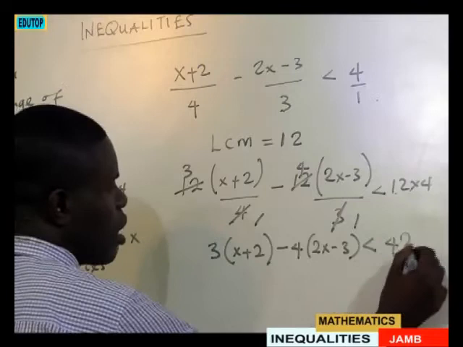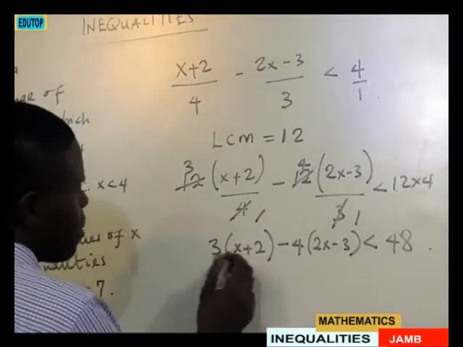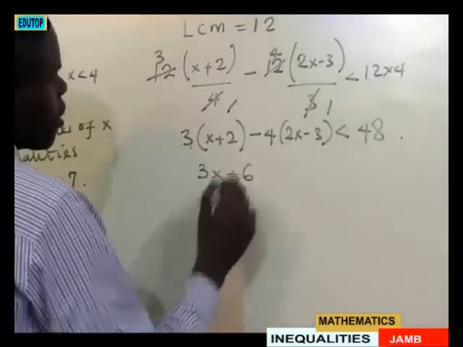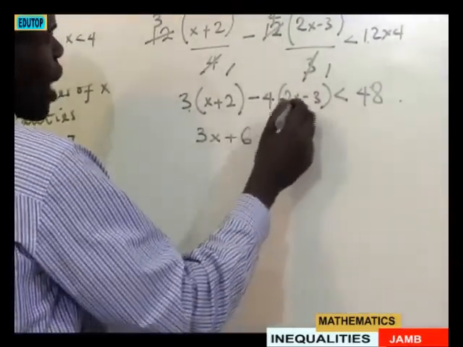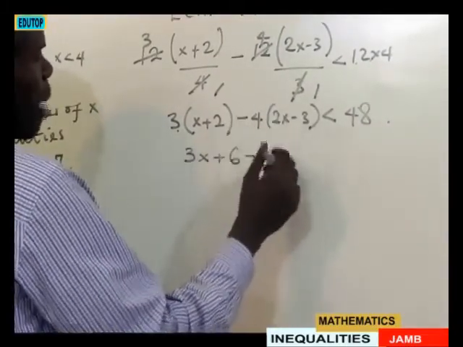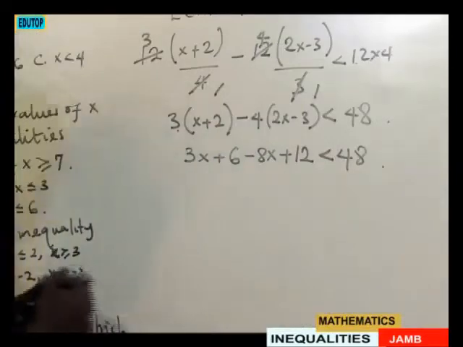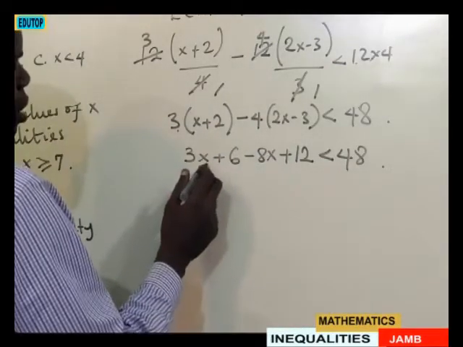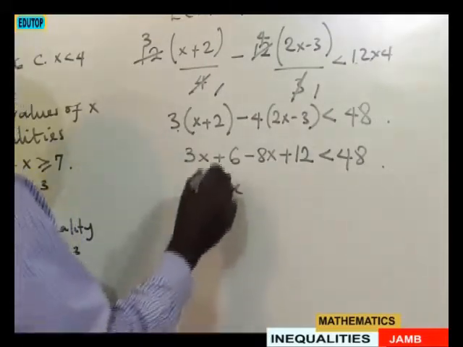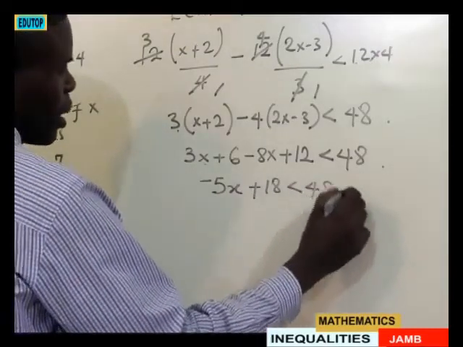That is 48. The next thing to do is to open this bracket. This times this, that is 3x plus 3 times 2, 6. Minus 4 times 2x, that's minus 8x. Minus 4 times minus 3, minus times minus is plus, 4 times 3, 12, less than 48. So let's simplify. Then we have 3x minus 8x, that is minus 5x, plus 6 plus 12, that is plus 18, less than 48.